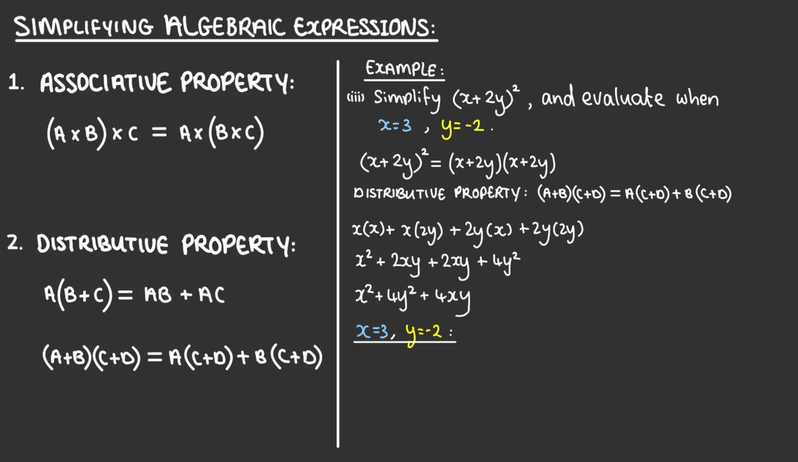Now we were asked to evaluate the expression when x is equal to 3 and y is equal to minus 2. So substituting our known variables into our expression, we are left with 3 squared plus 4 multiplied by minus 2 squared plus 4 multiplied by 3 multiplied by minus 2. This simplifies to 9 plus 4 multiplied by 4 plus 4 multiplied by minus 6, which again simplifies to 9 plus 16 minus 24. 9 plus 16 is 25, and 25 minus 24 is equal to 1.